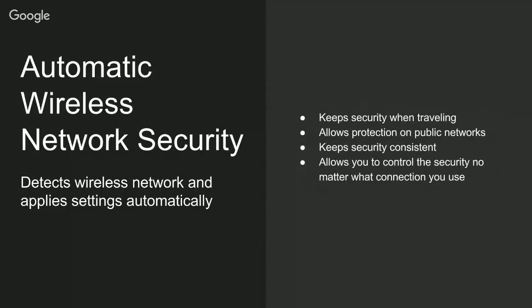We also have automatic wireless network security, and this is a pretty neat feature. It detects wireless networks and applies the settings automatically, so this will keep you secure while you're traveling. It allows protection on both public networks and private networks, and allows you to keep those settings separately, which will keep your security consistent no matter where you're at, even on your mobile platforms. It also allows you to control the security no matter what connection you use.